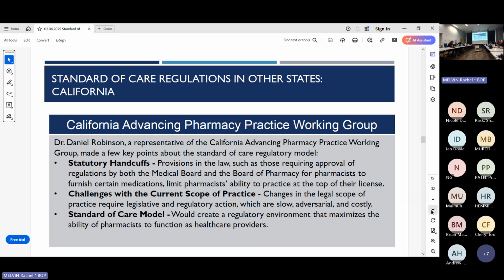They identified that there are challenges with current scope of practice, that changes in the legal scope of practice require legislative and regulatory action, and those can be slow, adversarial, and costly. And he argued that standard of care model would create a regulatory environment that maximizes the ability of pharmacists to function as healthcare providers.